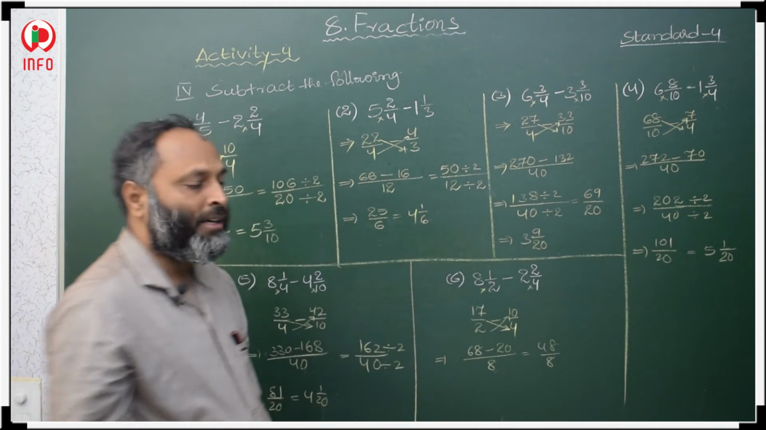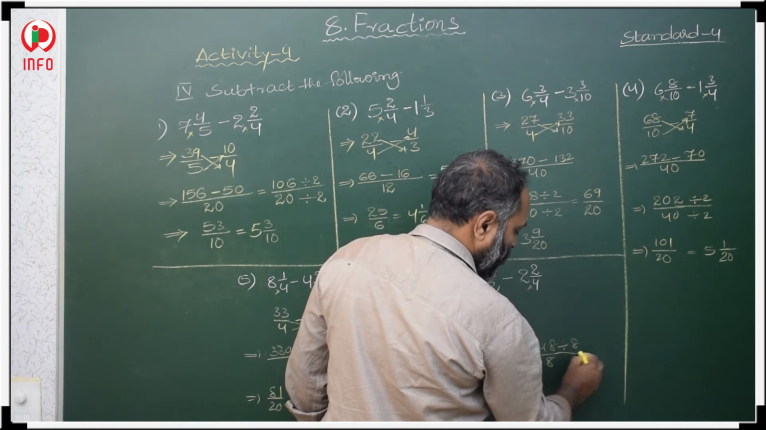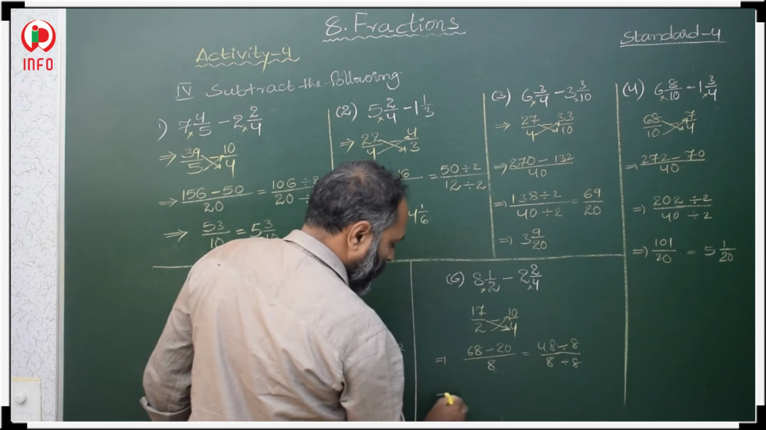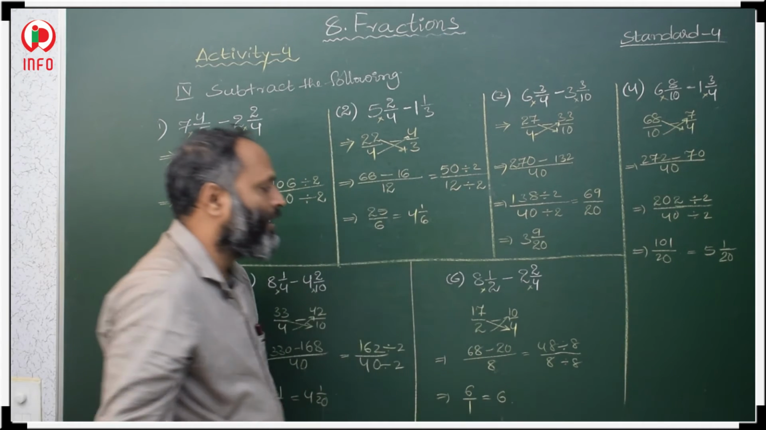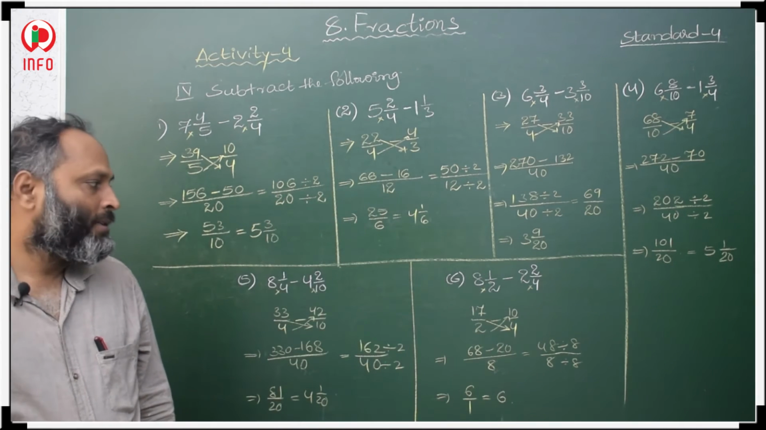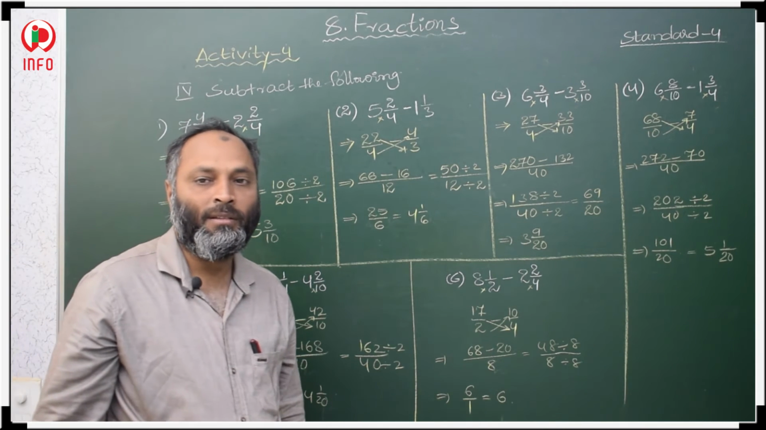48 by 8, these two are divided by 8. Divided by 8. 8 6s are 48. 8 1s are 8. That is 6 by 1, means 6 is the answer. So in this way we have to do. Okay. We have to subtract. Okay.